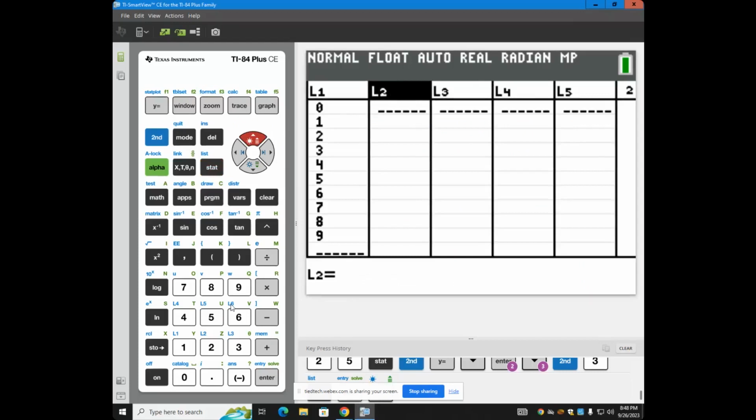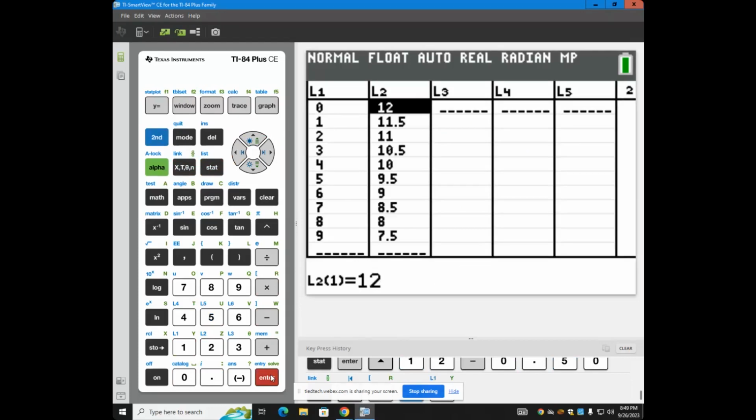So I go up to L2 again, and we are going to start to develop this function rule. She starts with 12 ounces, and she is drinking 1/4 ounce per second. And our input, our seconds, is in L1. So we enter that, and it pops our data in. That's a really nice way to approach that with students.